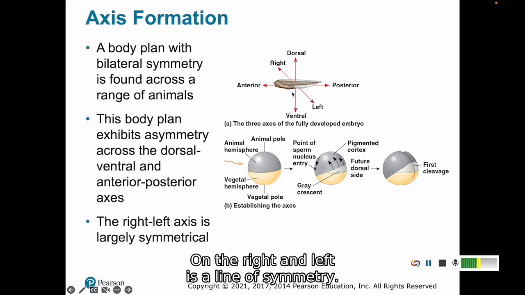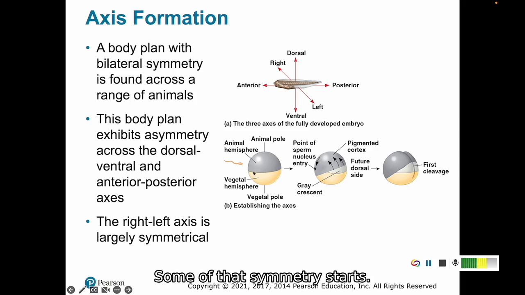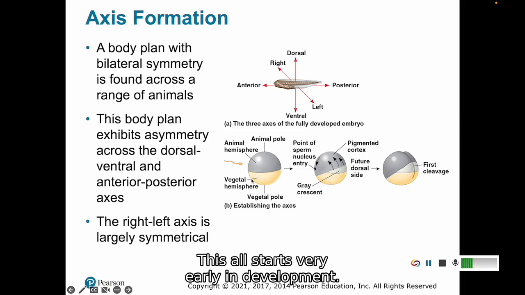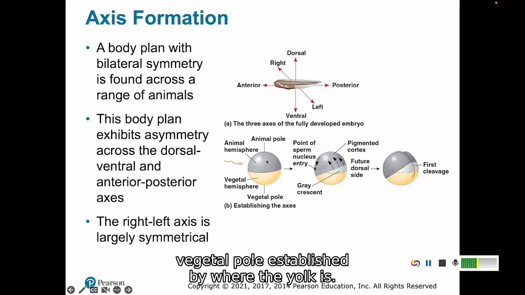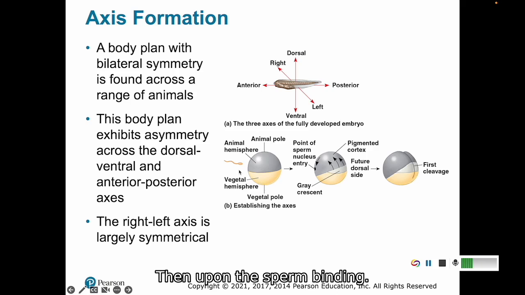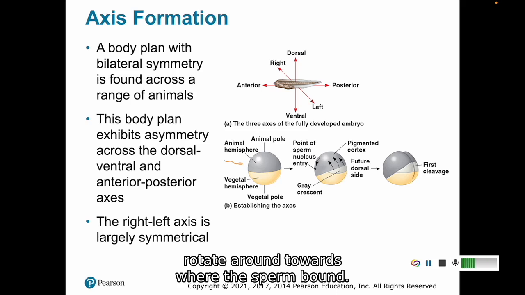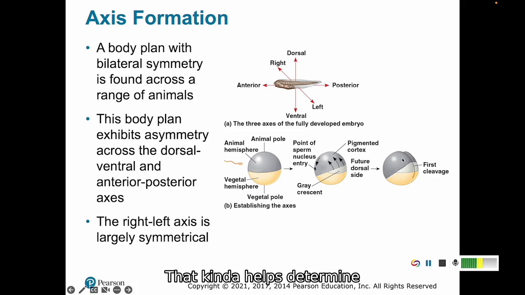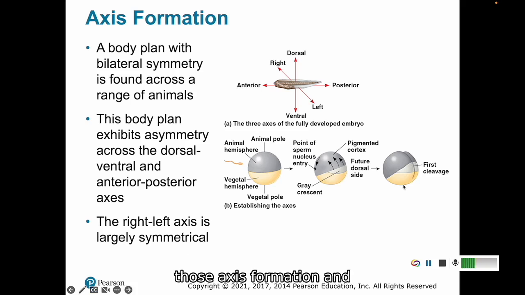The right and left is a line of symmetry. Your right and left are symmetrical to each other. And this all starts very early in development. The egg itself already has an animal pole and a vegetal pole established by where the yolk is. Then upon the sperm binding, the extracellular membranes of the cell kind of rotate around towards where the sperm bound. And that helps determine where the cleavage is going to start occurring, which will eventually lead into those axis formations.